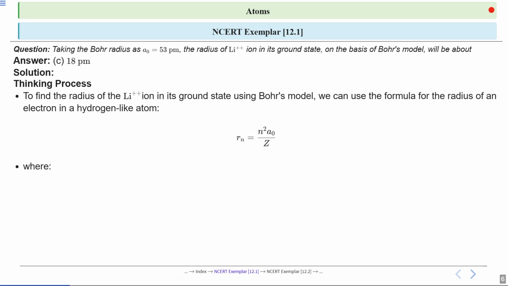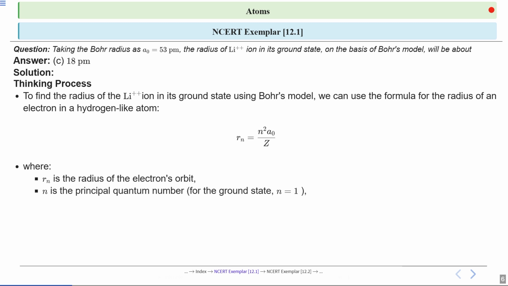Now let's break down what each variable in the formula means. So first, Rn is the radius of the electron's orbit. This is what we are trying to find. Next, n is the principal quantum number. For the ground state, n equals 1. This means the electron is in the closest possible orbit of the nucleus. A0 is the Bohr's radius, which is given as 53 picometers.